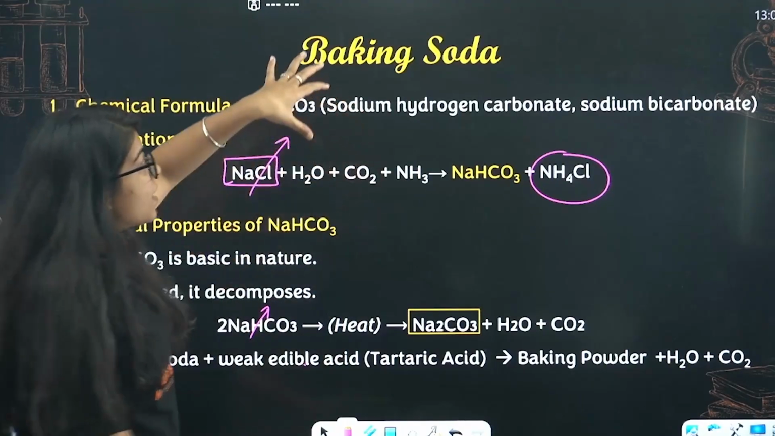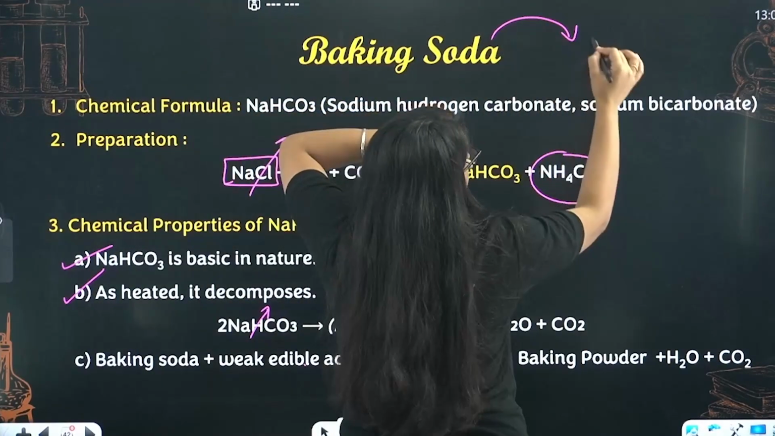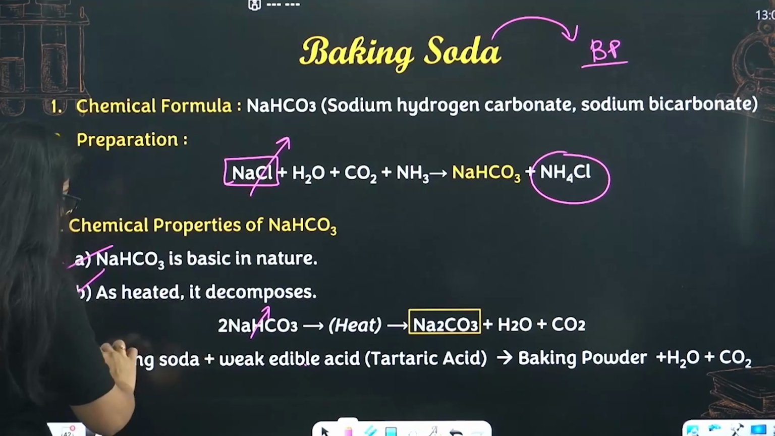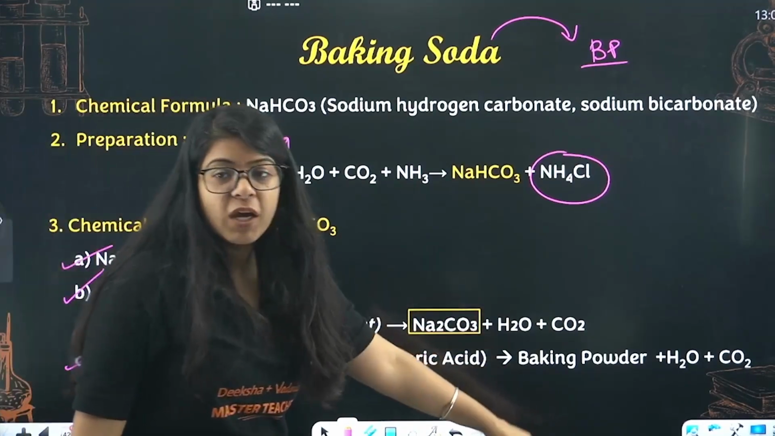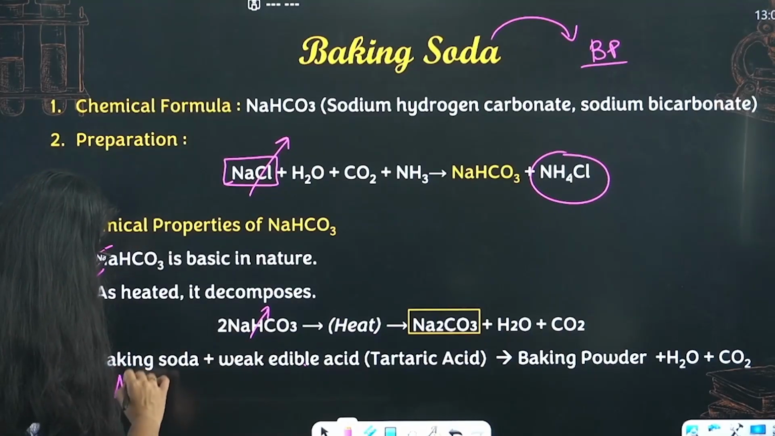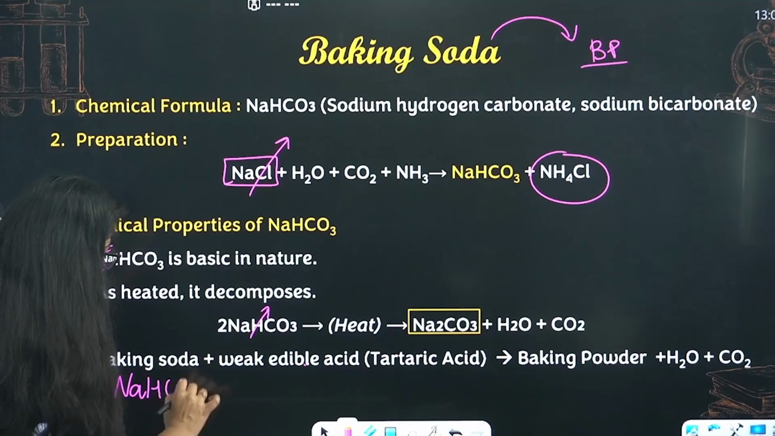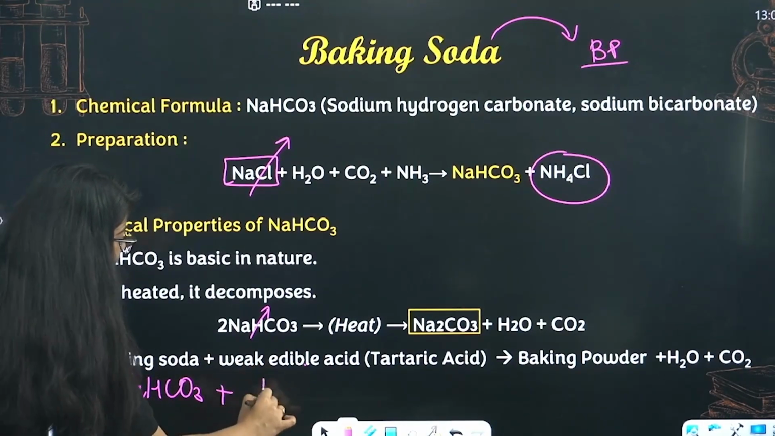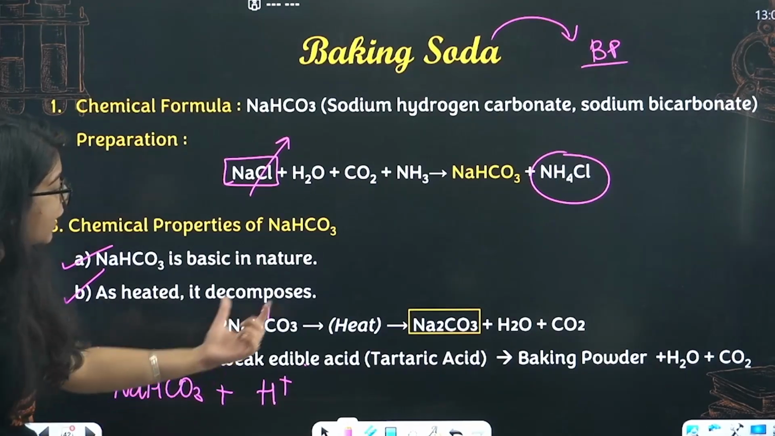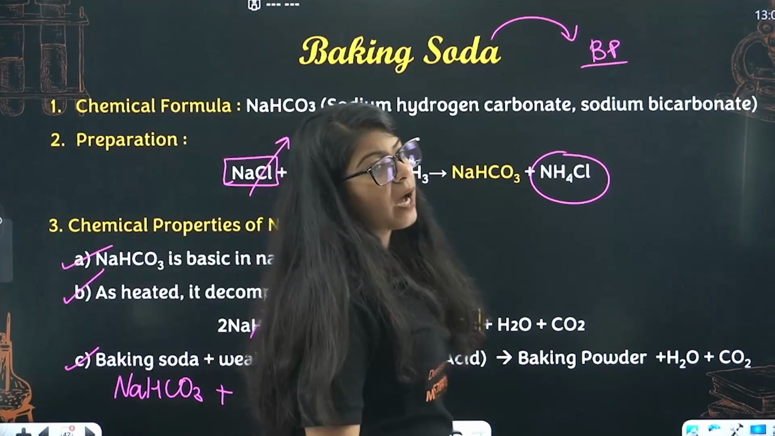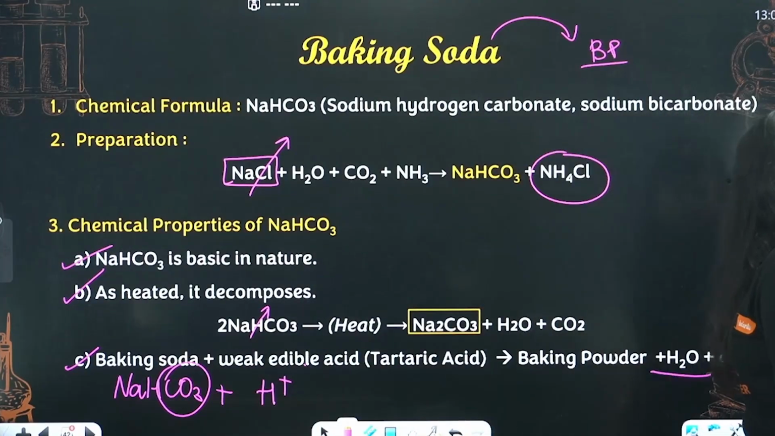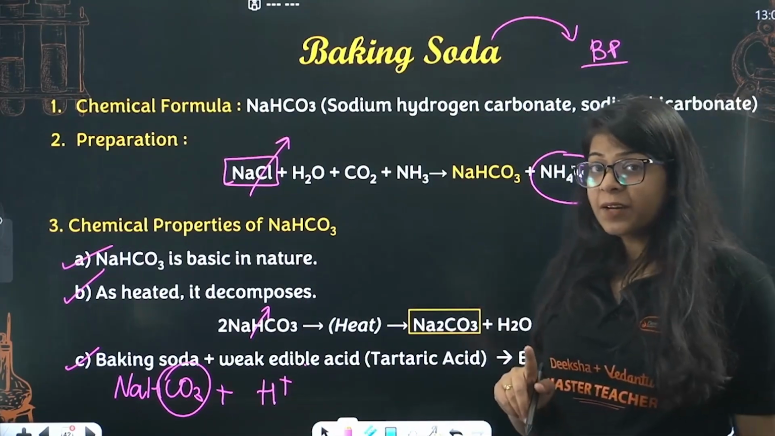And beta, whenever you add this baking soda with a mild acid, maybe tartaric acid, this baking soda will convert into baking powder plus water plus carbon dioxide. Why? Because baking soda is NaHCO3, right? You added some weak acid, H plus ions in the acid. So it will give carbon dioxide plus water, because of the CO3. You see the trend? Okay.